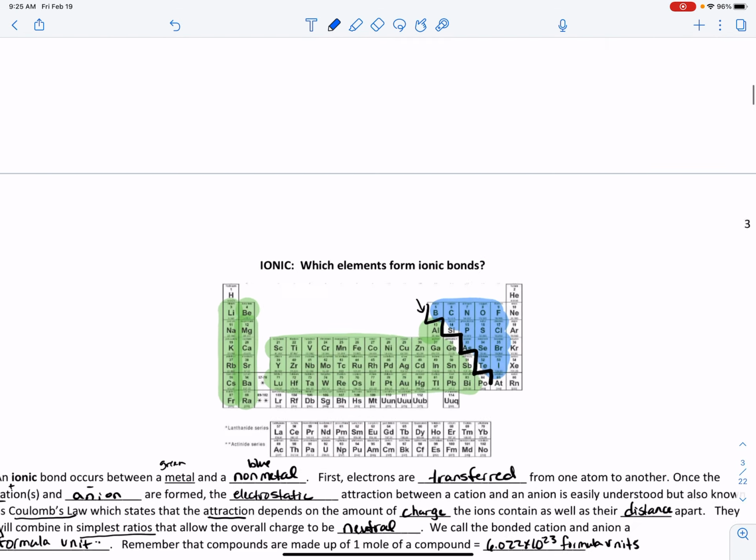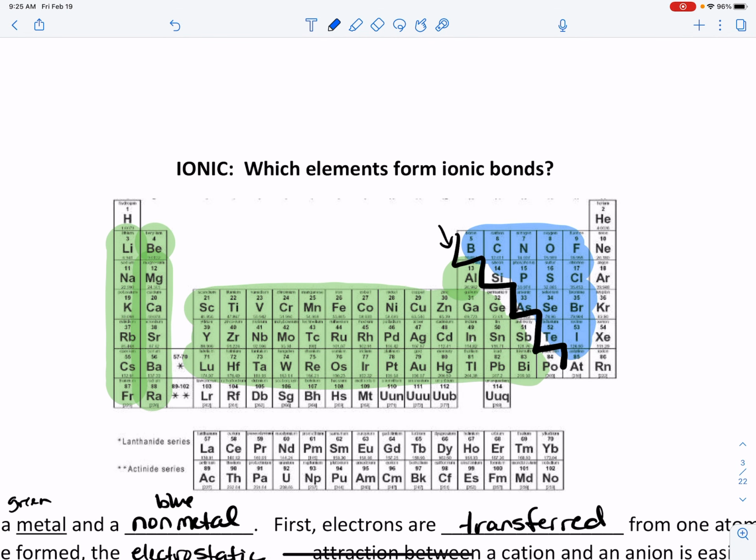If you aren't sure of how positive or negative something is, use the tall columns as your guide. This is a great thing to have written on your periodic chart. The first column, the alkali metals, they are +1. They like to lose 1 electron. The second column likes to lose 2 electrons. The third column, and by third column, I actually just mean aluminum. Now, these guys also will tend to lose 3, but aluminum specifically is always +3.